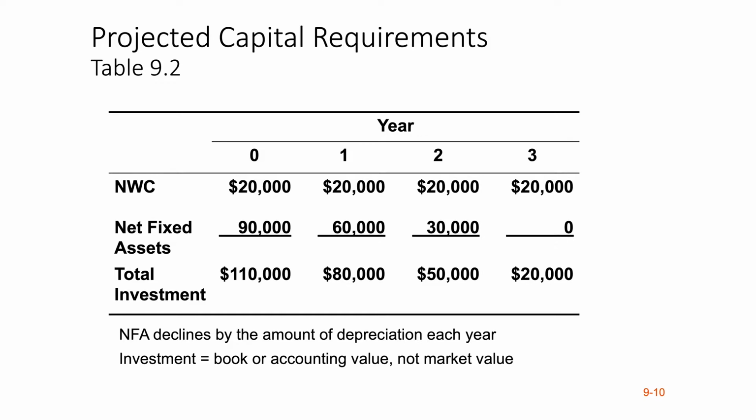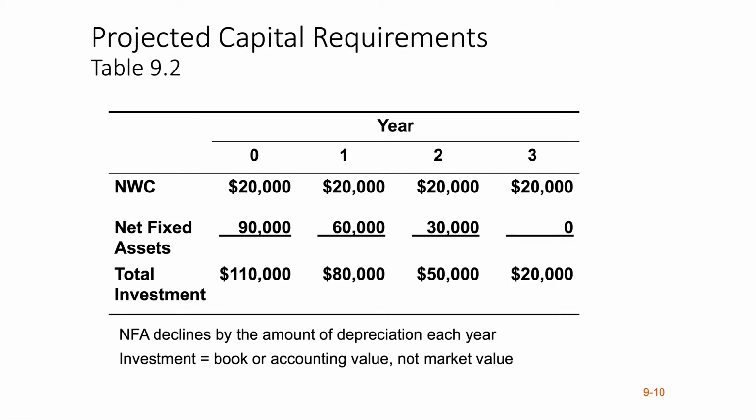Now, let's look at the capital requirement for this project. The net working capital is $20,000 every year. You need to increase it every year, starting from year 0. Now the fixed asset, the machine: it costs you $90,000 initially, and at the end of the first year, it's worth 60 because you write off 30. The net fixed asset declines by the amount of depreciation each year. At the end of the third year, you have 0. The value of the machine is 0. It's all written off.